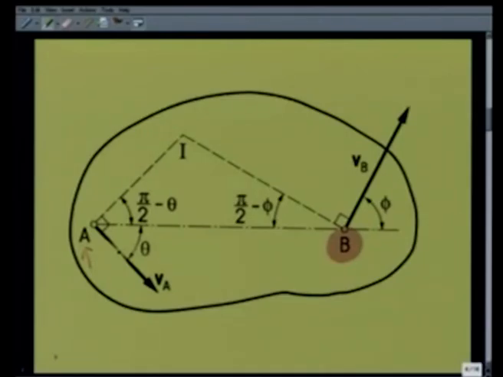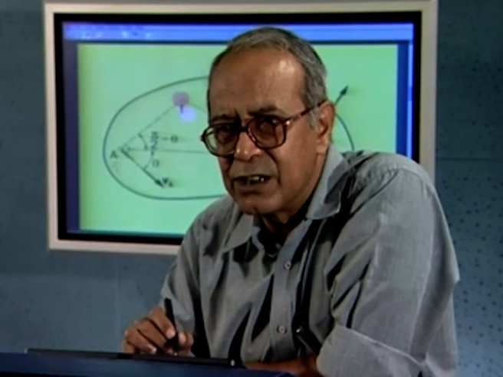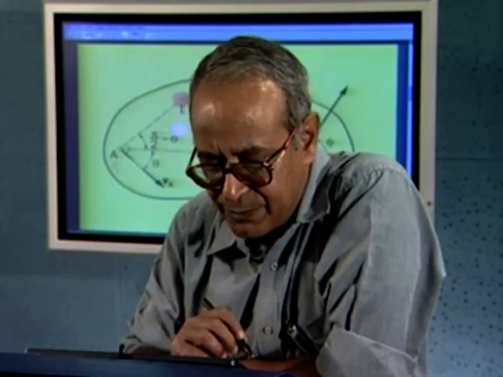Now, let me draw perpendiculars to these velocity vectors. At B, I draw the line Bi, which is at 90 degrees to Vb. And at A, I draw a line Ai, which is at 90 degrees to the velocity vector Va. These two perpendicular lines drawn at A and B meet at I. We will show that the velocity of this point I of the rigid body at this configuration must be 0, and that is what is called the instantaneous center of velocity for this configuration.